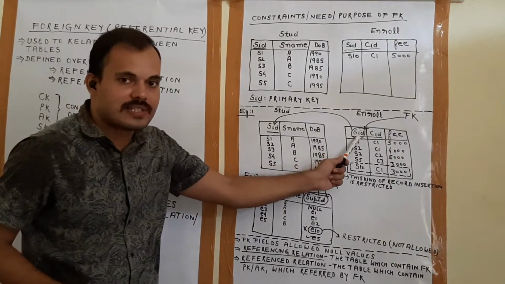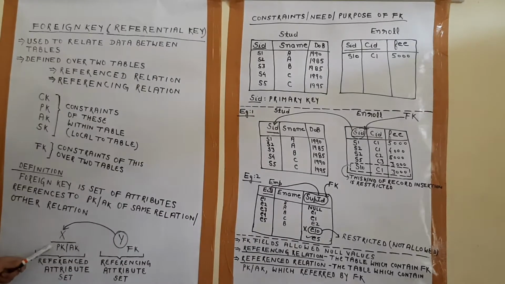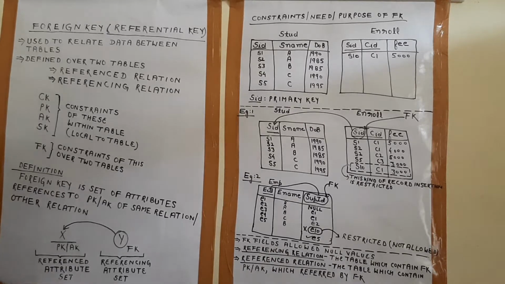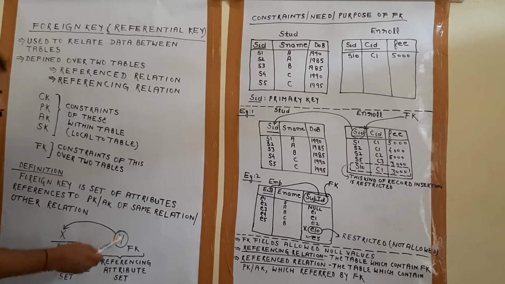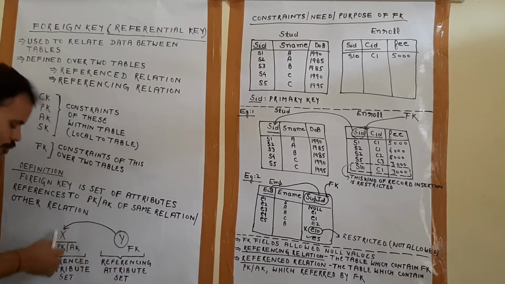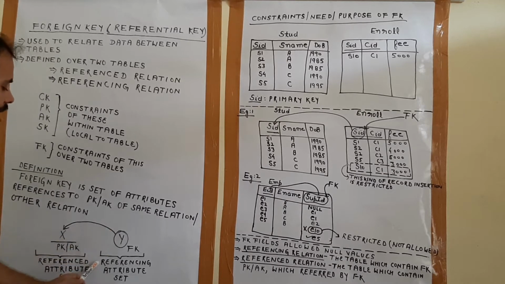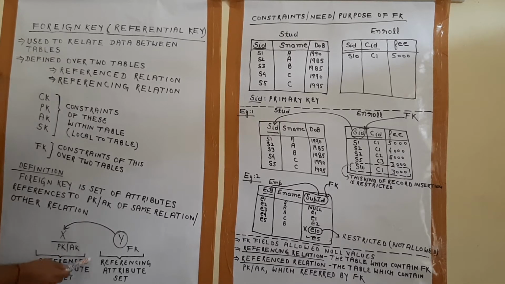The foreign key is known as the referencing attribute set, and the primary key or alternative key to which the foreign key is referring is known as the referenced attribute set. The table which contains the foreign key, the referencing attribute set, is known as the referencing table, and the table which contains the primary key or alternative key being referenced is known as the referenced table.